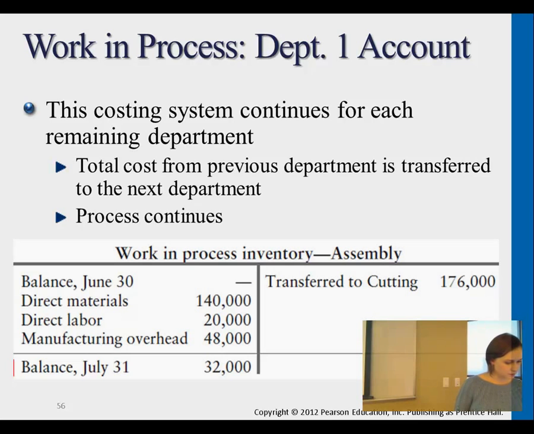Okay, 2 slides. Bear with me. So here, just notice how the ending balance in work in process for department 1, how the T account looks. We have this total cost of ending inventory here. So how are we transferring? We have direct material, direct labor, manufacturing overhead, our beginning balance is 0, right? So when we're transferring to the other process, it's going to be on the right side. Our process is still continuing from one to another.